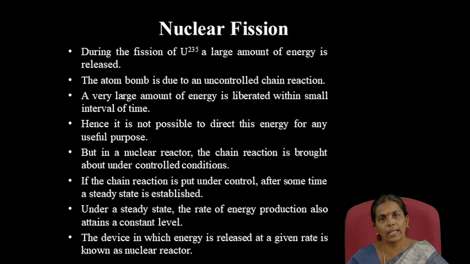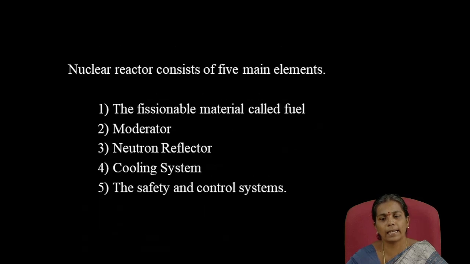But in a nuclear reactor, the fission process occurs under a controlled process. So here the chain reaction can be controlled. After some time, a steady state is established. Under a steady state, the rate of energy production also attains a constant level. The device in which the energy is released at a given rate is known as a nuclear reactor.